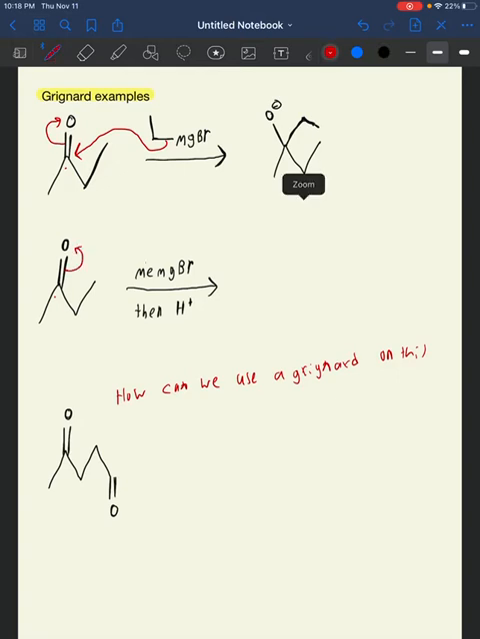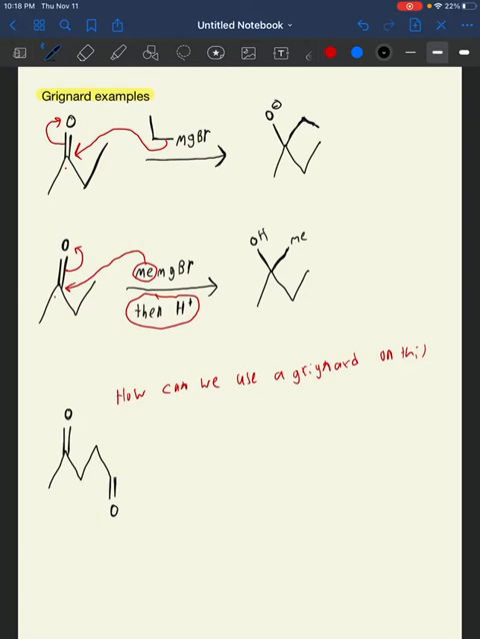For the next one, same thing. Resonate up. This is actually methyl, so then just attack there. That's what's attached to the MgBr. And then since we have H+, the O- actually becomes OH. And that gives you this product right here.